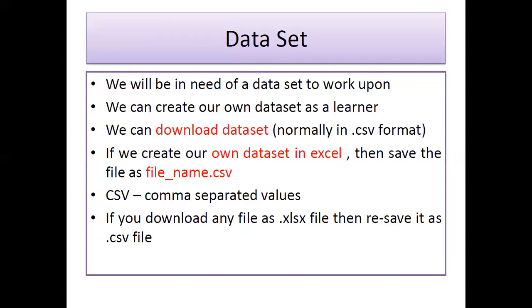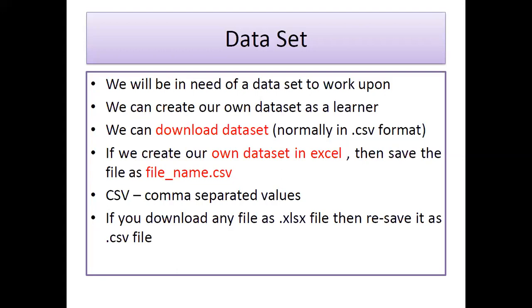Moving forward, once you know the environment of work, the most important thing for us is the data set. We'll be in need of a data set to work upon. We can create our own data set as a learner, or in future we'll be downloading the data set. Normally the data sets are in CSV format, which we call comma separated values. It's pretty easy to develop .csv files.